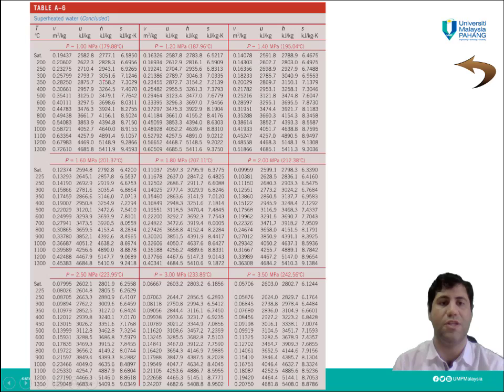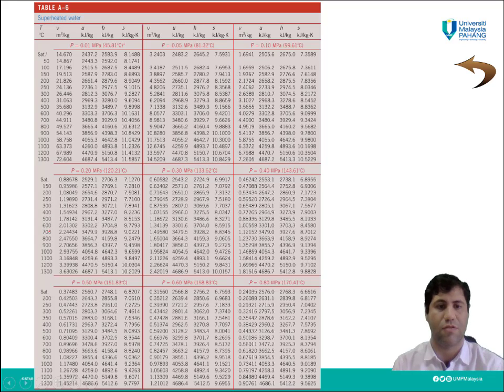This is the part of table A6. This table starts in the previous slide. So let's find 0.5 megapascal. Okay, it is here, 0.5 megapascal. We found the pressure which we have. Now what we are going to find in this table is the temperature of the water in this condition, and we also have the enthalpy, which is given in the question.